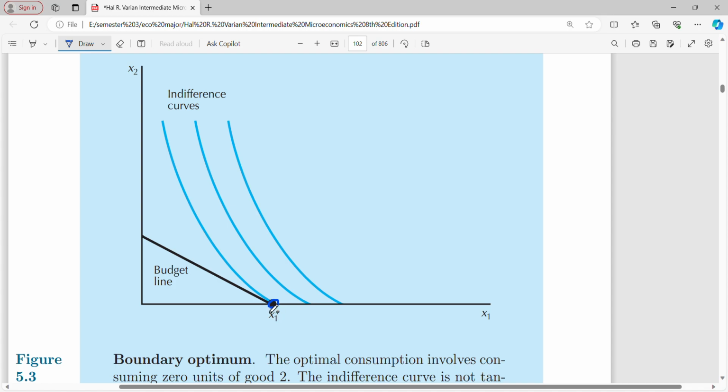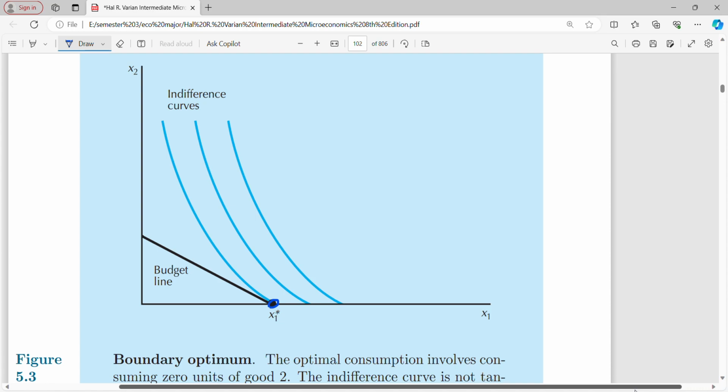So it is in this boundary optimum. We call this boundary optimum. Okay. And if the optimal choice involves consuming some of both goods, then it is an interior optimum. And if there is only one good, that is boundary optimum.